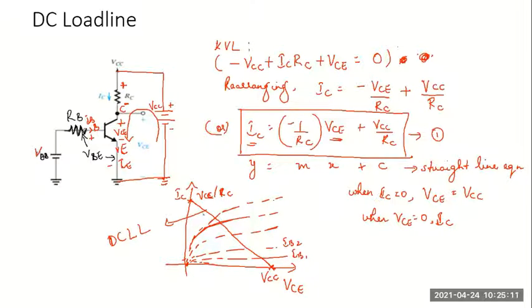So what is the slope of this line? Minus 1 by the load resistance. It is minus 1 by RC, which is the load resistance. So it is M, where M represents the slope, which is minus 1 by the load resistance. This line is called the DC load line.